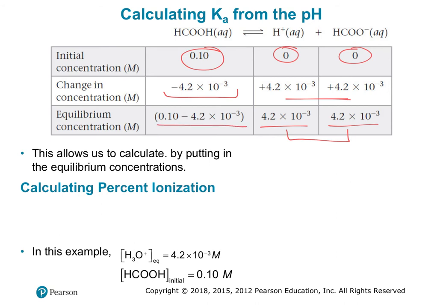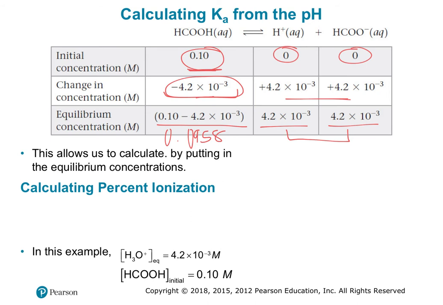0.1 minus 4.2 times 10 to the negative 3, and we can get that it's actually pretty close to that same 0.1. So what we get is 0.0958. So what you want to do, actually, a really cool little trick, is we're going to take our change here and divide it by our original concentration. So let's do that. 4.2 times 10 to the negative third divided by 0.1.